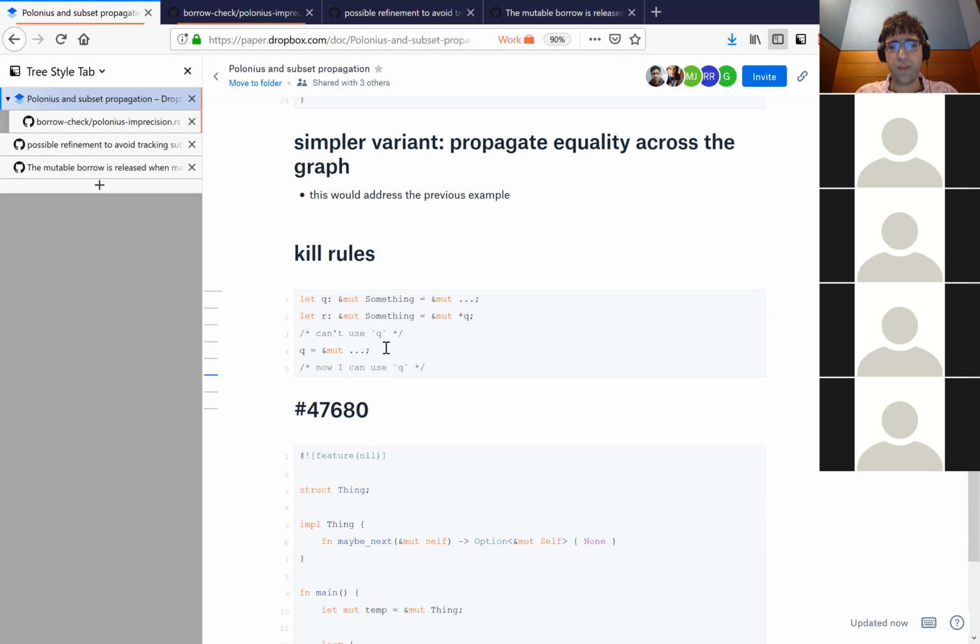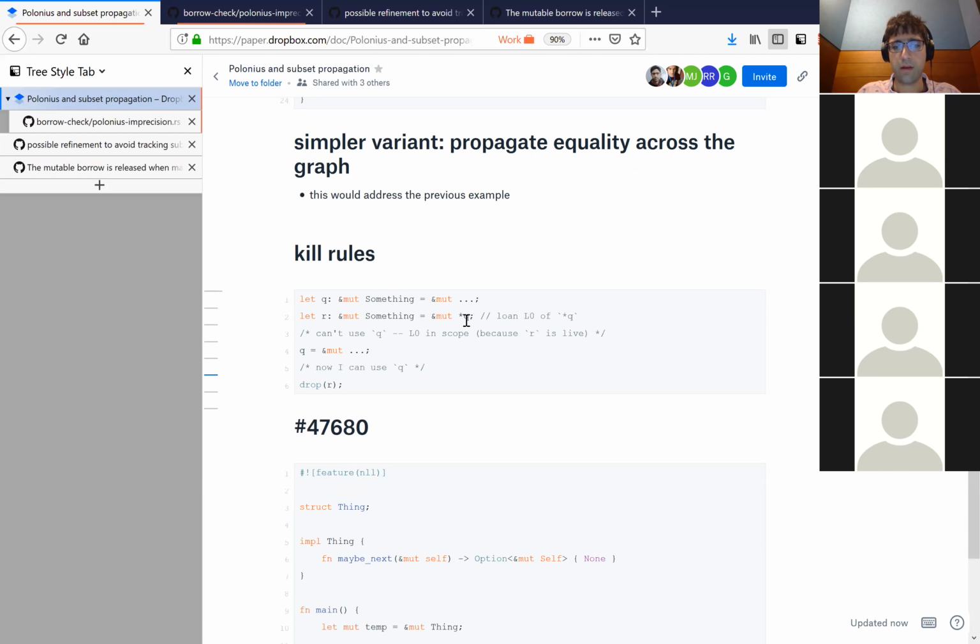And the way that we figure that is that we create a loan, let's call it L0 here, and that's a loan of star Q. And that loan is in scope because R is live. But then here, we basically kill L0. We say, okay, that loan no longer applies. And the reason is that the path that was borrowed, Q, is now a different value, right? It doesn't apply. So it's kind of like an SSA transformation in some sense. Or if you had done SSA, this would be a different name now, sort of Q1.